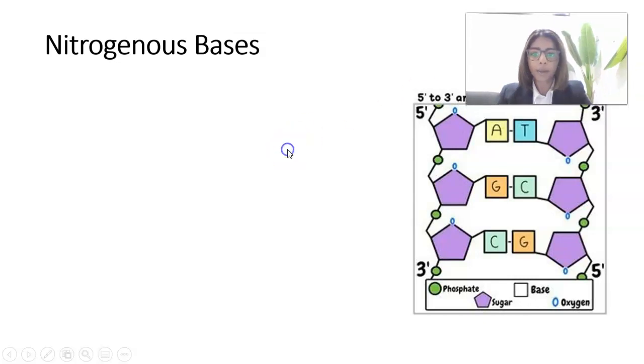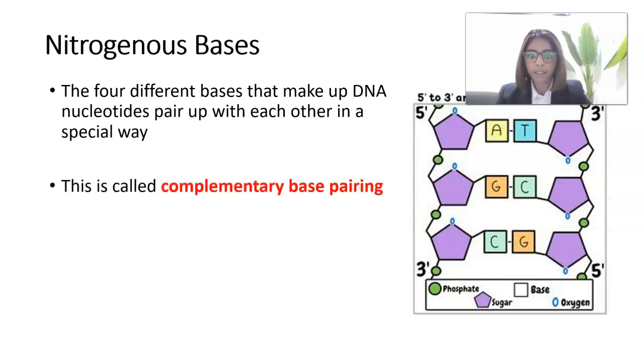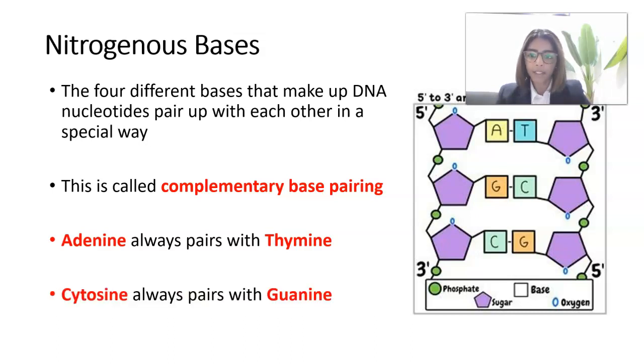So we're going to start by looking at those bases in a bit more detail. Now, as I've said, there's 4 different bases that make up DNA, and they bond together in a very particular way. Now, how they do this is called complementary base pairing. Adenine will always pair with thymine. It will never pair with anything else. So adenine will pair with thymine, or conversely, thymine will pair with adenine. Secondly, we have cytosine will only ever pair with guanine and vice versa.